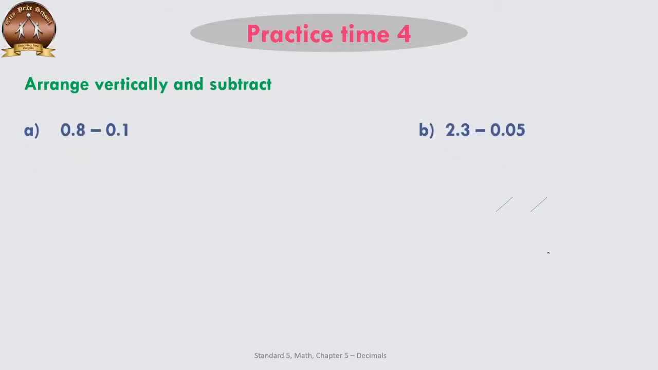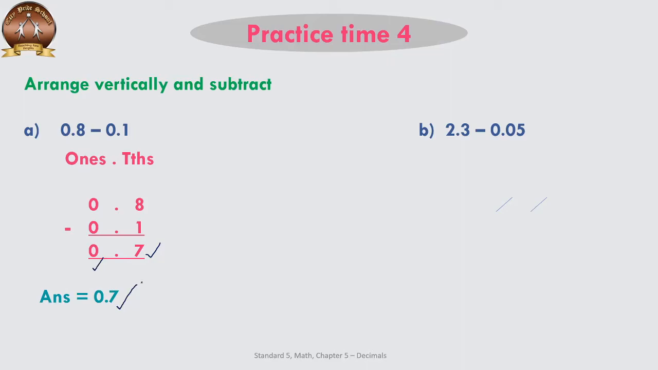Now we have two questions over here, 0.8 minus 0.1, and 2.3 minus 0.05. What are we going to do? First write the place values and then write the numbers and simply subtract them as shown. 8 minus 1 is 7, 0 minus 0 is 0, so the answer we get is 0.7.